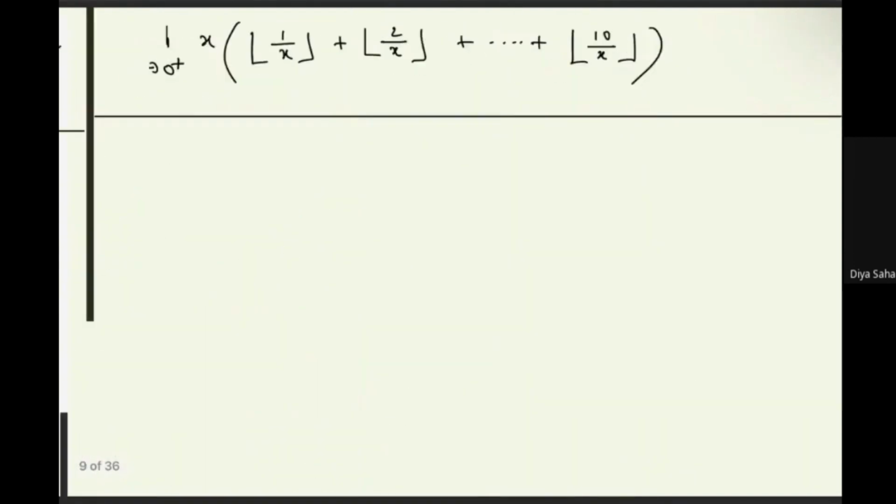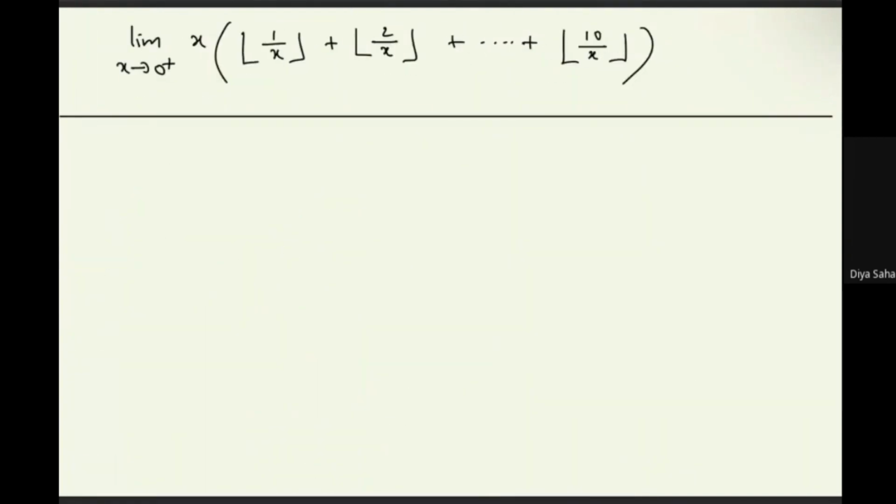So I will move on to another problem. This is a limit evaluation problem. By this symbol, I mean the floor function, the greatest integer function.